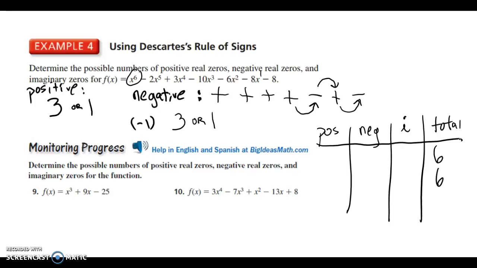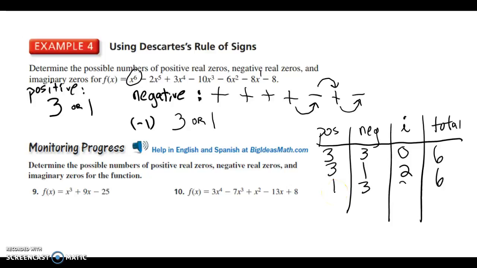So let's think of any combination. I could have 3 positive and 3 negative, which would mean I would have 0 imaginary, because it has to always add up to 6. I could have 3 positive, 1 negative, and that would mean I would need 2 imaginary to total it to 6. What if I have 1 positive and 3 negative?